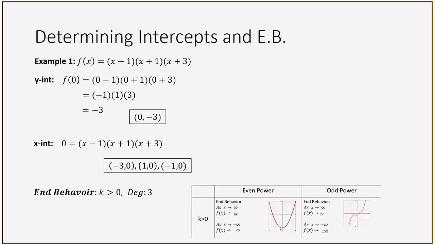So now I'm going to look back at my chart. I pulled a piece of it. This chart, when I have a positive k and a degree of 3, that's an odd power. So my end behavior will be as x goes to positive infinity, f of x goes to negative infinity, and as x goes to negative infinity, f of x goes to positive infinity.